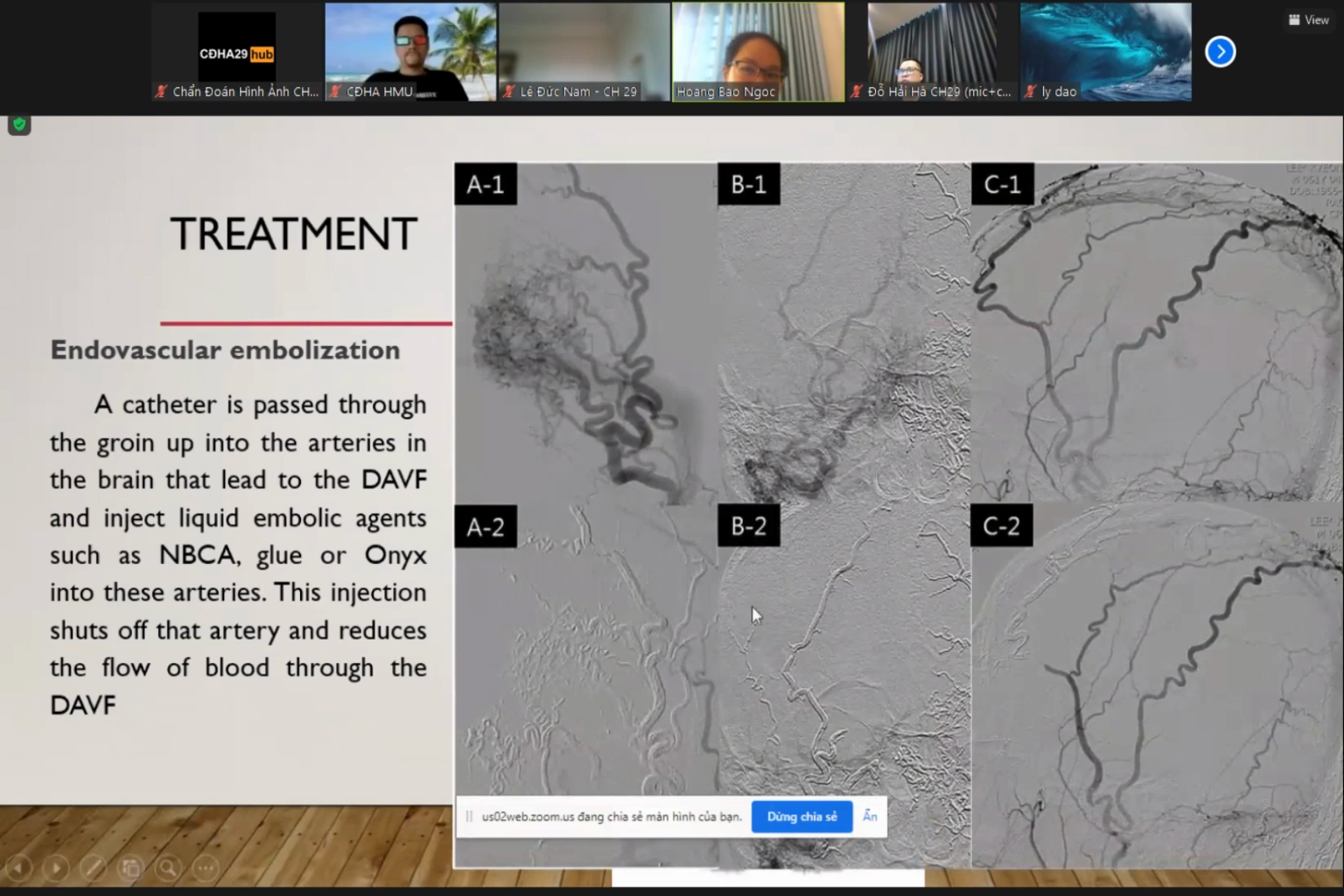This is the imaging of an Onyx embolization procedure. The first 2 pictures are pre-op and the rest are post-op. We can see here a catheter going through the ophthalmic artery, and then the superficial temporal arteries on the right, and then the superior temporal arteries on the left. And this is the post-op imaging. We can see there's no dural fistula.